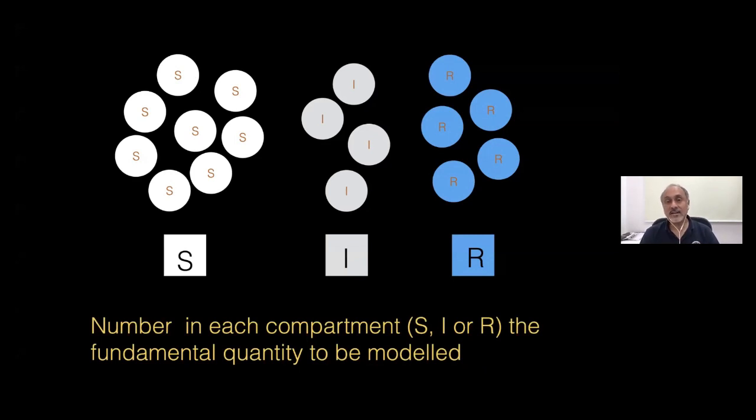What you're interested in modeling or figuring out is the number in each of these compartments. For example, are there 1 million people who are susceptible, 100,000 who are infected, and 50 people who have recovered at some point during the disease? And you might want to ask how these numbers change as you go forward in time.